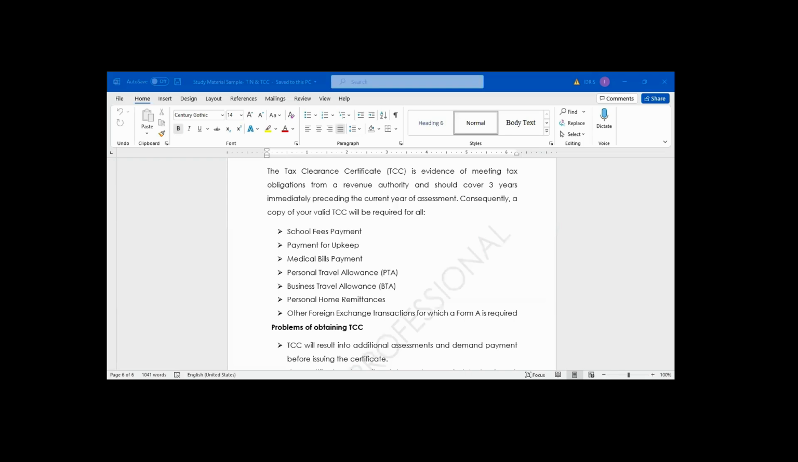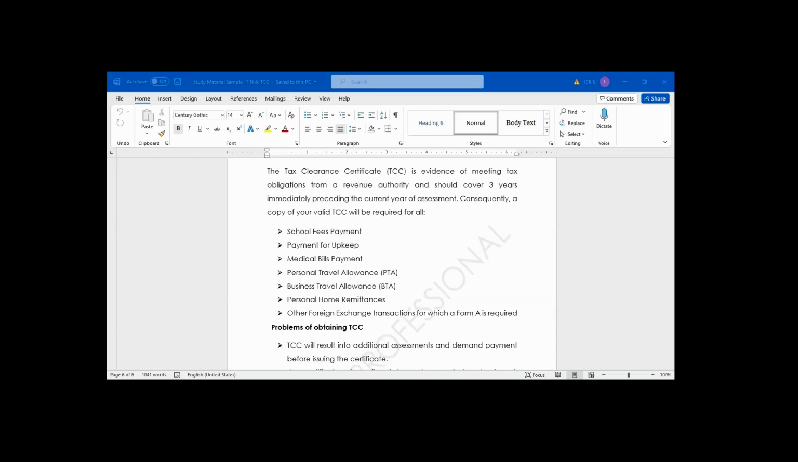This is where we are going to stop today. Now let's look at the taxes collected by each tier of government. What are the taxes and levies collected by federal government? What are the taxes and levies collected by state government? What are the taxes and levies collected by local governments? Number one, company income tax, petroleum profit tax, education tax, value-added tax.